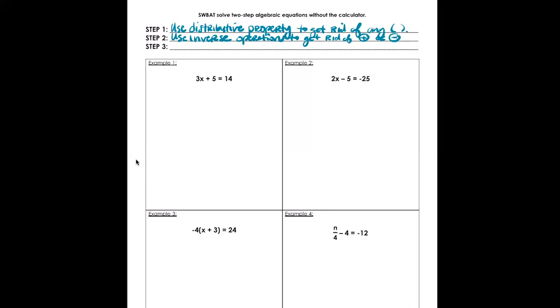Use inverse operations to get rid of addition or subtraction. Inverse operations being the opposite operation. So the opposite of addition is subtraction. The opposite of multiplication is division. And then lastly, step 3 is the same thing, but now we're going to be getting rid of multiplication and division.